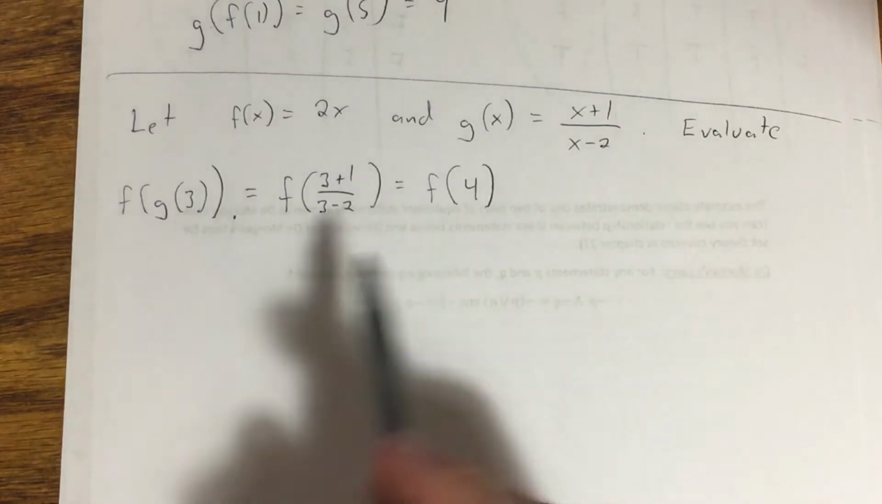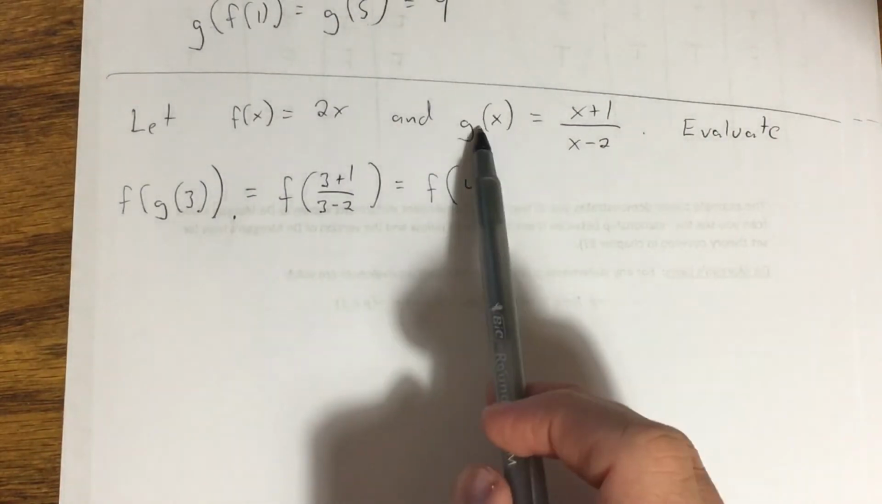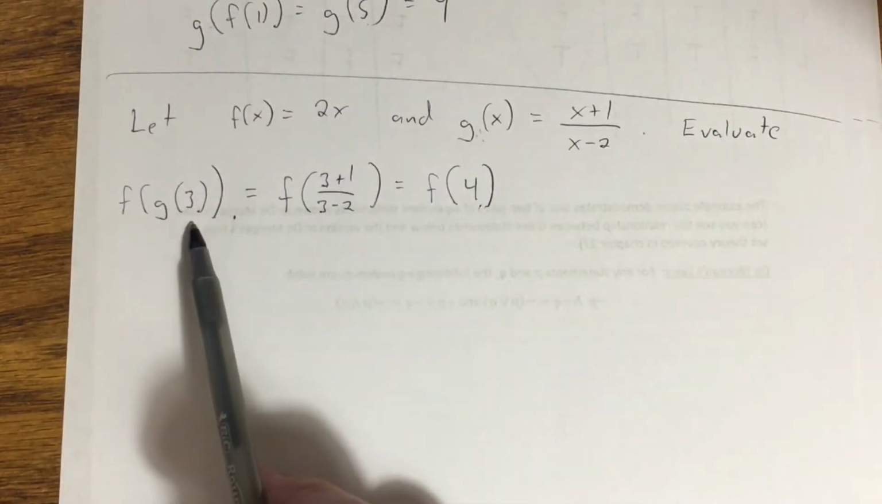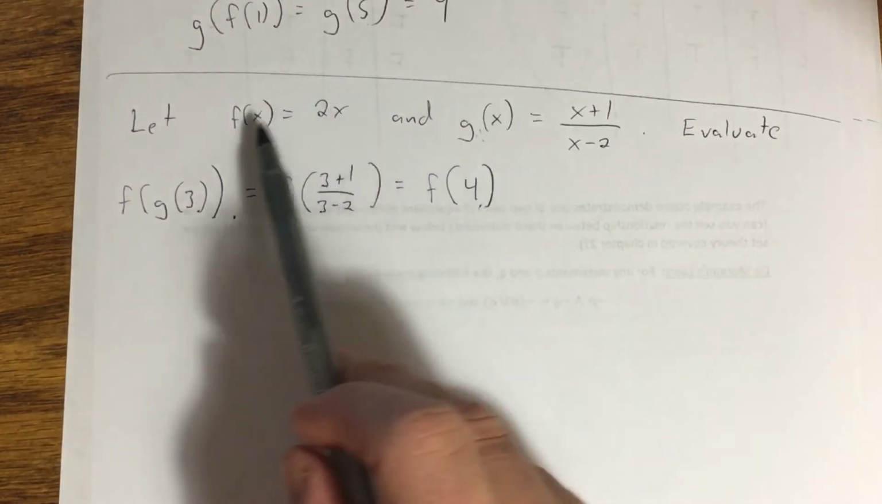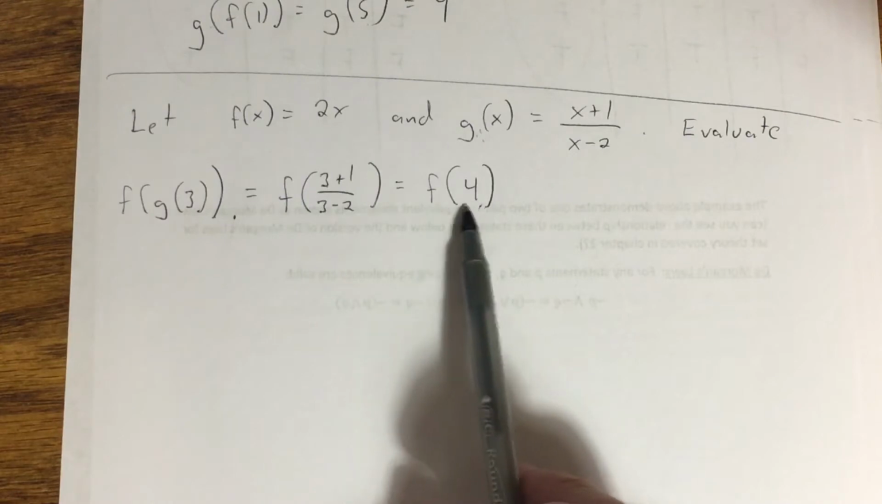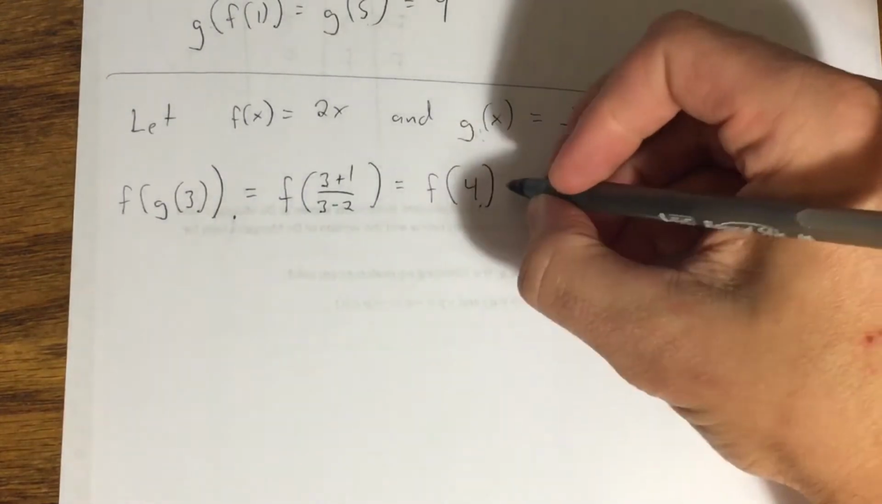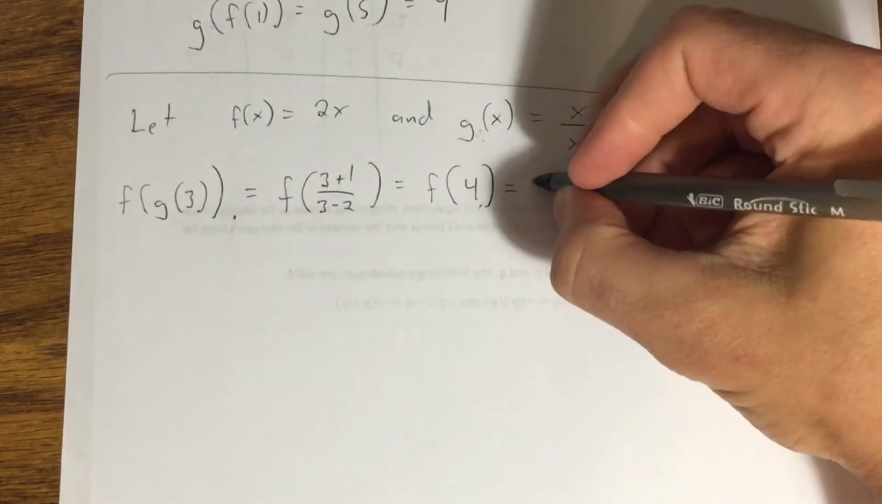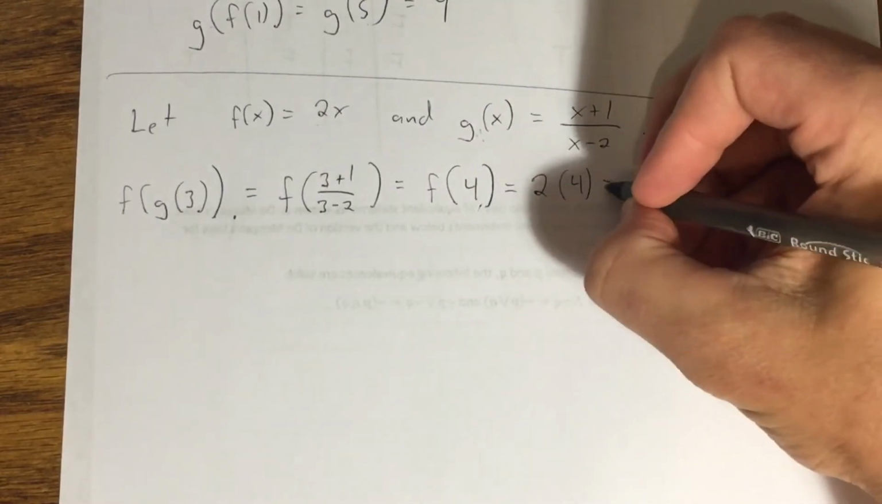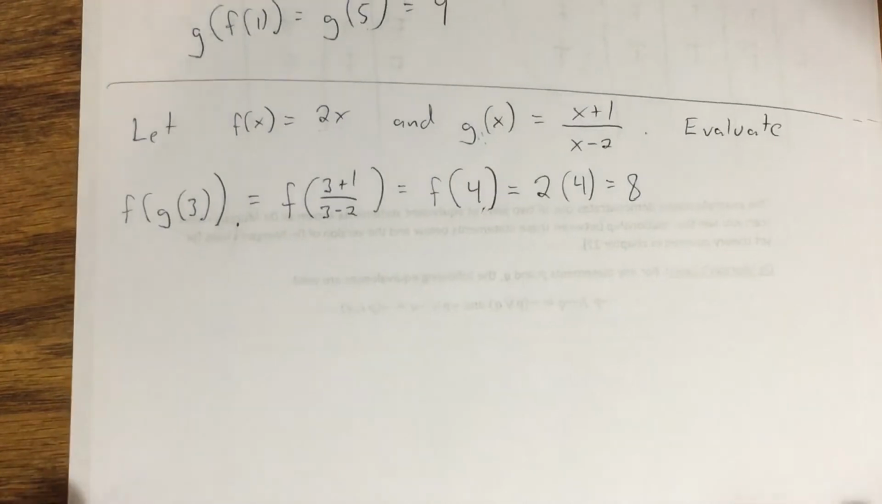Okay? But notice that would be the output of g from plugging in the number 3 as my input. The output is 4. That output then gets passed along to the function f and becomes the input for f. f doubles its inputs, 2x, or in this case 2 times 4, which equals 8.